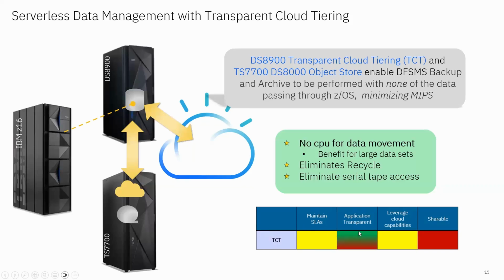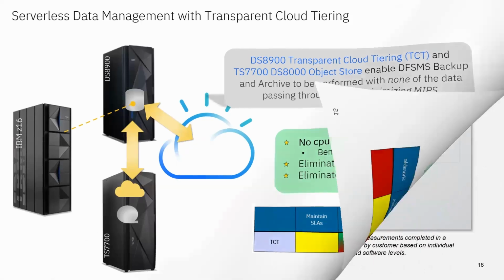Application transparent is really whether you use HSM or DSS to do that. HSM is application transparent. With DSS, you need to update the keywords of your DSS jobs to do it. Once again, we're adding various cloud capabilities to this. And once again, it's not shareable. We're writing it in HSM DSS format in the 7700 format. It's not consumable across your enterprise.